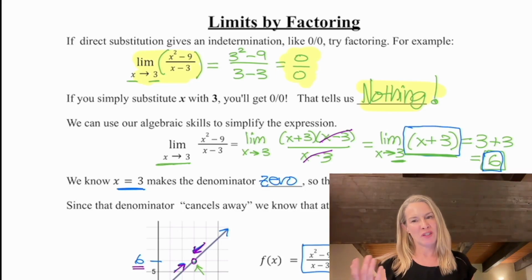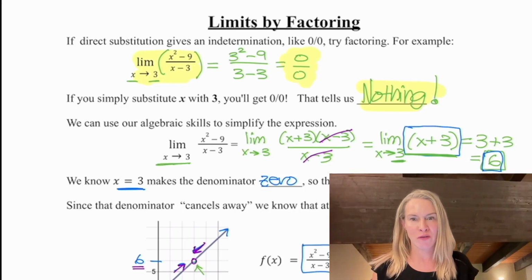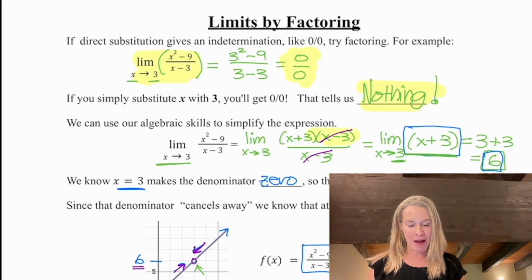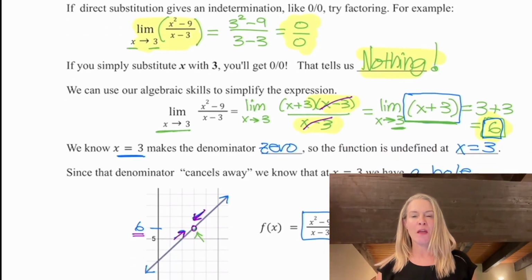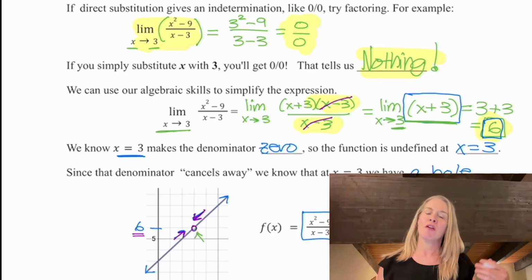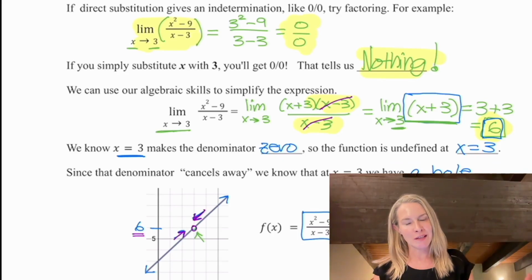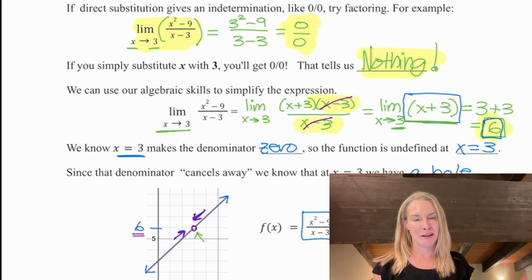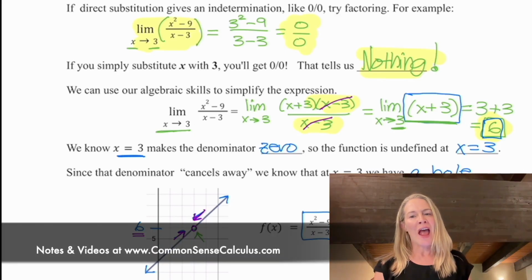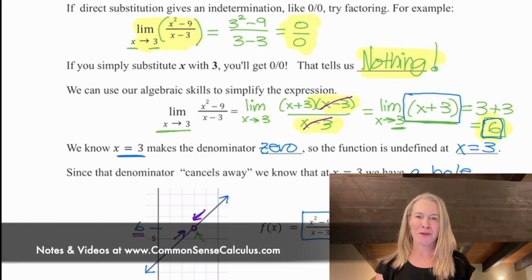We tried what's usually the first thing you should try, which is factoring. And we found that by factoring and reducing, we were able to come up with a numeric limit. So the limit does exist. If we got infinity, that limit would not exist. And if we got another 0 over 0, well, we'd have to try a more advanced limits technique. I have a limits flowchart and other videos to walk you through those other techniques.